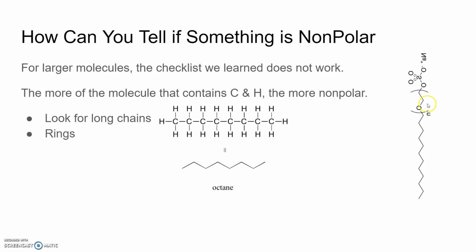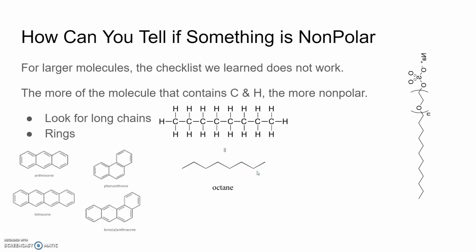So for example, we have a long chain here like octane. Once again, remember when you see these lines, these are carbons with hydrogens attached, right? There are no atoms written there. And then there's rings that you may see that look like that. So the more of those that you have in the molecule, the more nonpolar it is.